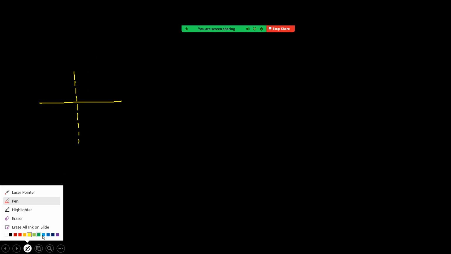Let us consider a light ray traveling from, let us take, this is a boundary separating two media, and the light ray travels from denser to rarer medium. This is the normal at the point of incidence. The light ray travels from denser to rarer medium, this is the incident ray, and this is the angle of incidence.